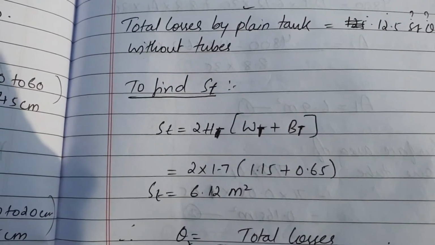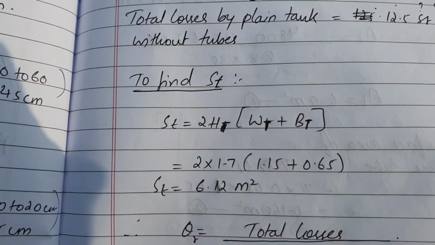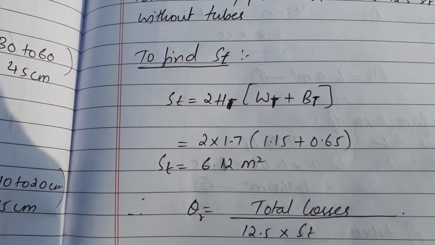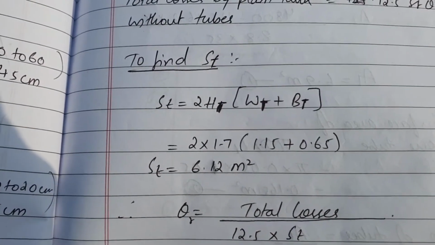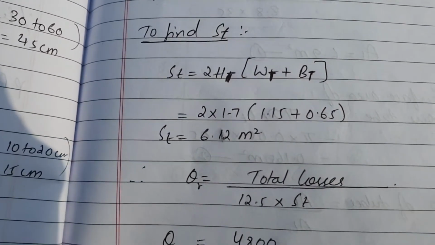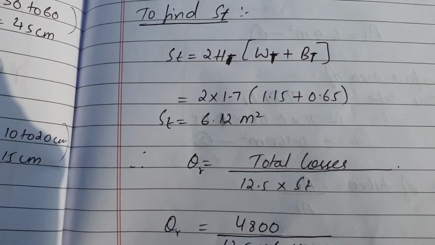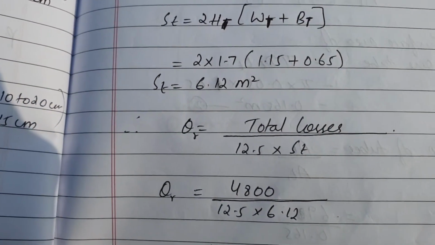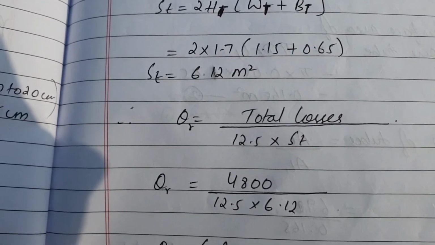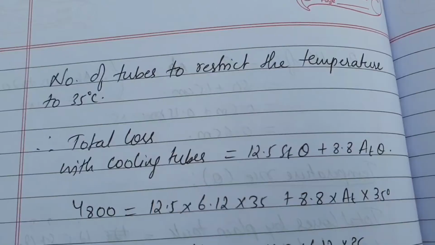St is equal to 2HT into the bracket WT plus BT. Substitute the value and solve. You will get St as 6.12 meter square. Now using the above equation, you can write theta R is equal to total losses divided by 12.5 into St. Therefore theta R is equal to 4800 divided by 12.5 into 6.12. Therefore theta R is 63 degree Celsius.